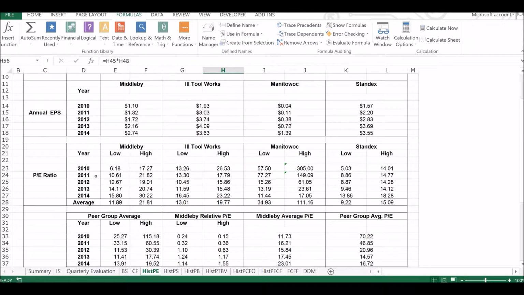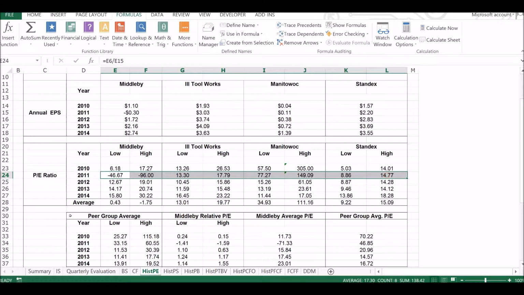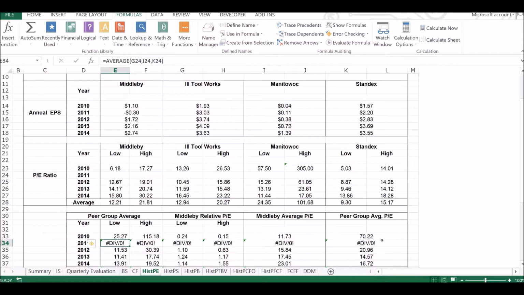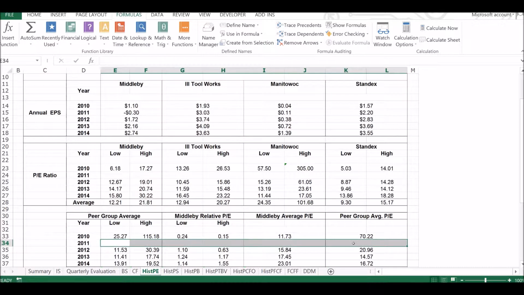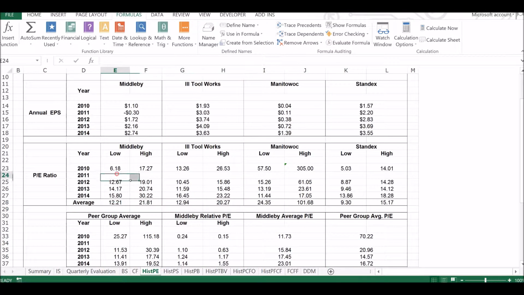So let's say, for example, Middleby had a bad year in 2011. Let's say it was negative 30 cents a share. So you see, oh, this is negative, so you can't use any of the information from this particular year. So you would have to delete all of that information. Now you would also be messing with the formulas down here, so you'd have to delete those as well. So that's what we're basically looking for here.